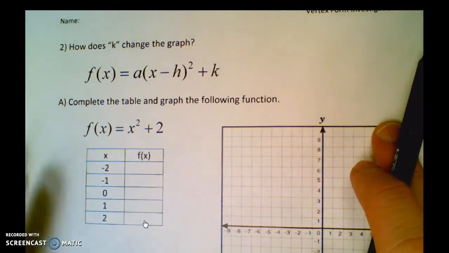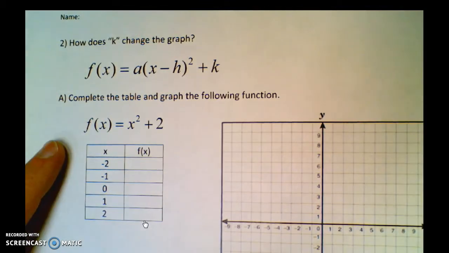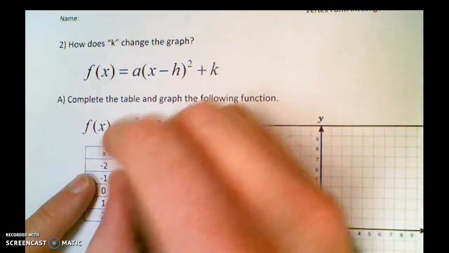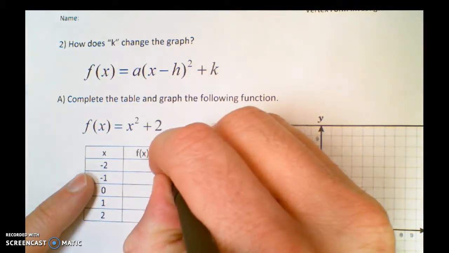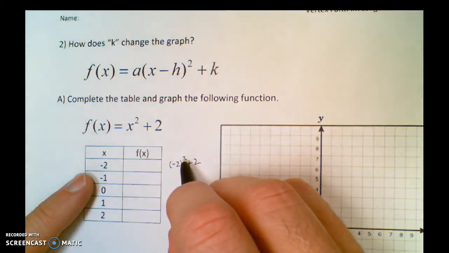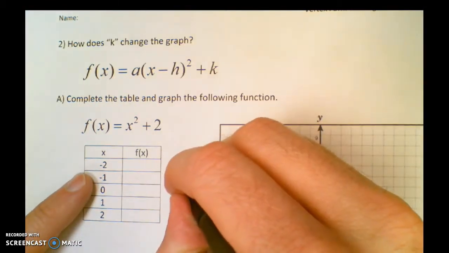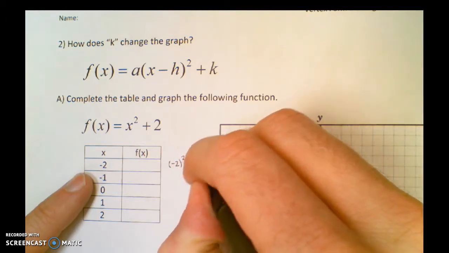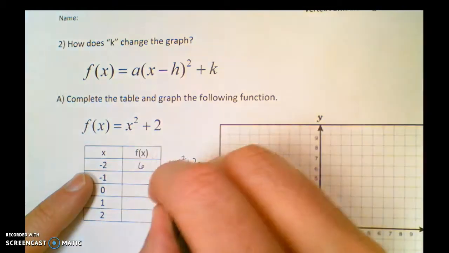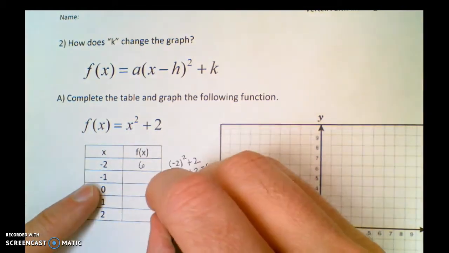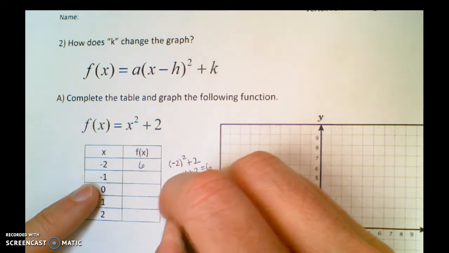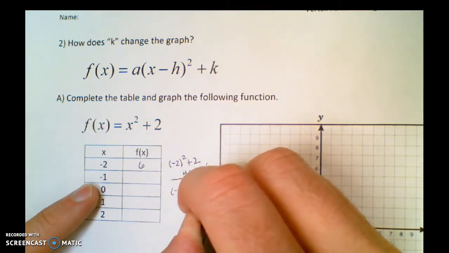So again, we can just plug in numbers and solve and graph them to see what happens. So I'm going to plug in -2 in for x. I'm going to do my work on the side. -2 squared is +4. +4 plus 2 gives me 6. So when I plug in -2, out comes 6. Now I'm going to plug in -1, square it, and add 2. -1 squared is 1 plus 2. That gives me 3.